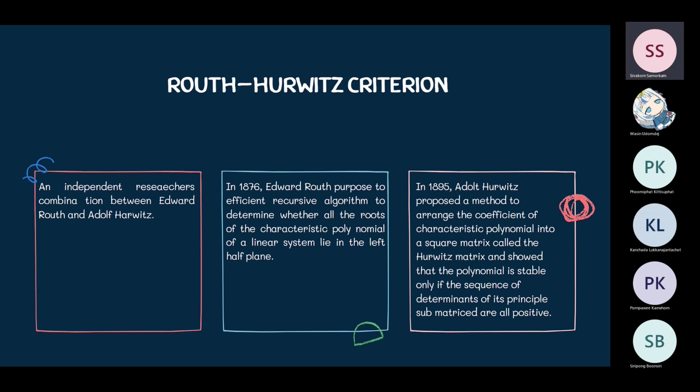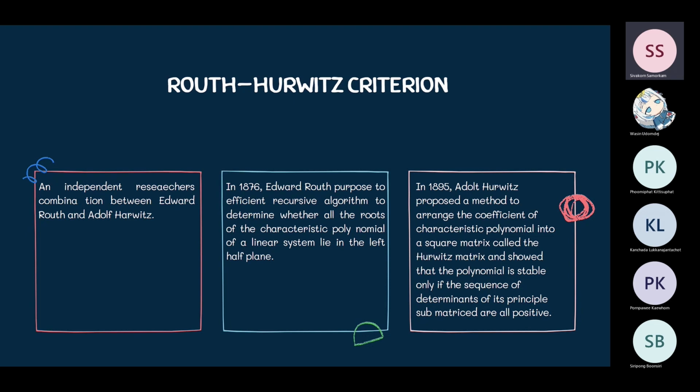Routh Hurwitz criterion. Okay, let's get into it more. It is a combination of the independent research of Edward Routh and Adolf Hurwitz. In 1876, Edward Routh proposed an efficient recursive algorithm to determine whether all the roots of the characteristic polynomial of a linear system lie in the left half plane.